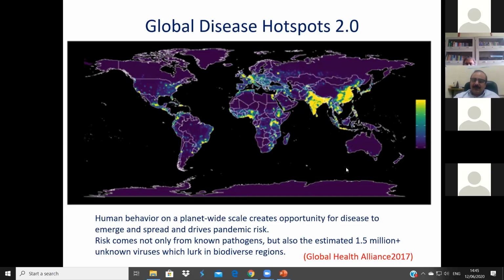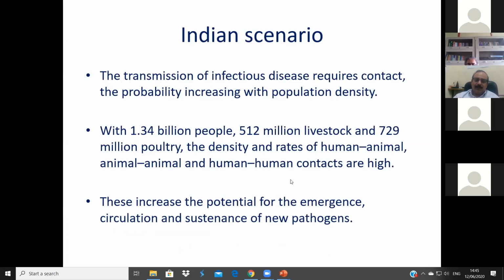In 2017, the Global Health Alliance gave this map, and they showed that China and India were the global hotspots. They wrote that 1.5 million plus viruses are lurking in the various biodiverse regions, and they can come up anytime. We have seen the first example in the form of Nipah virus, and now we have COVID-19, and Zika was initially in Latin America, but now in India also we have started finding these cases.